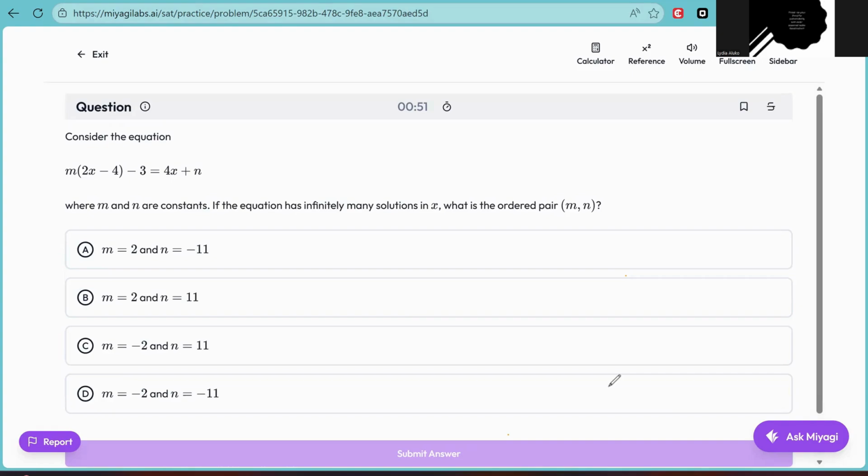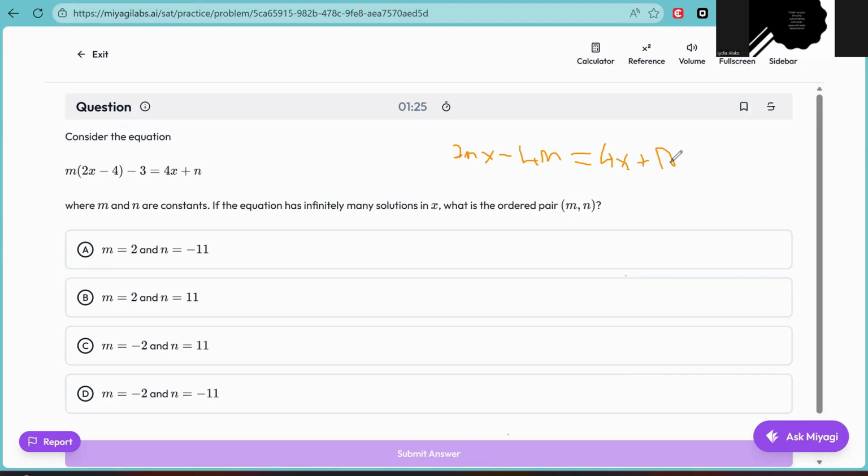Now the first thing we want to do is expand our equation. So we would move it to the left. So it would be 2mx minus 4m equals 4x plus n. That's when we expanded it.